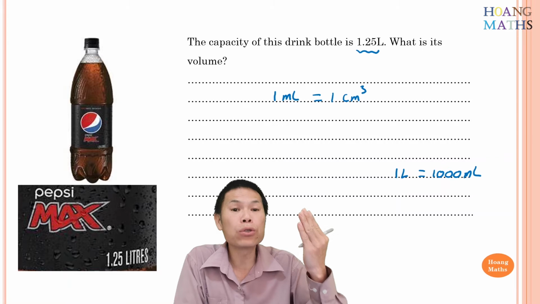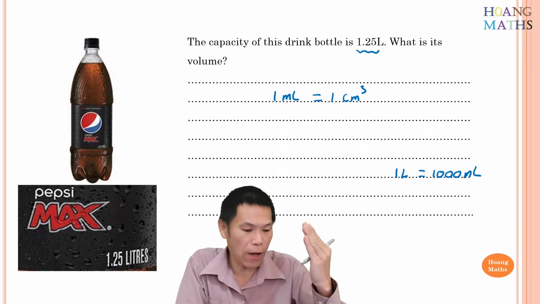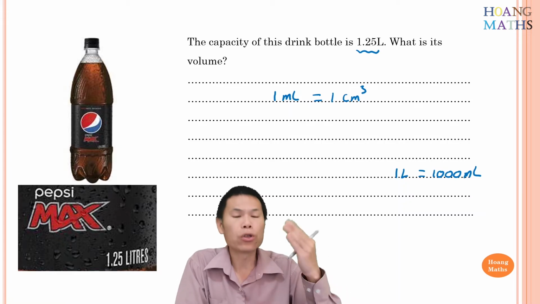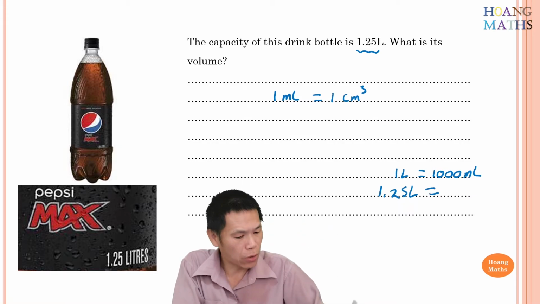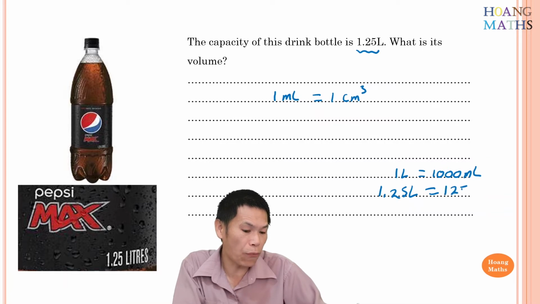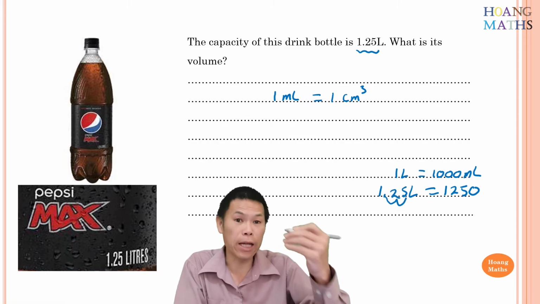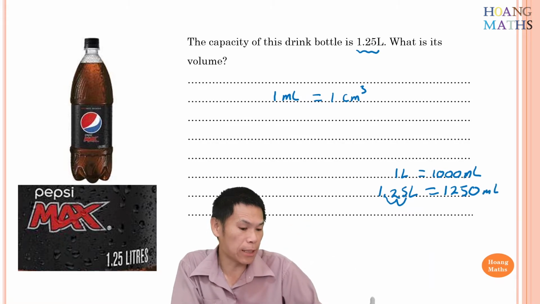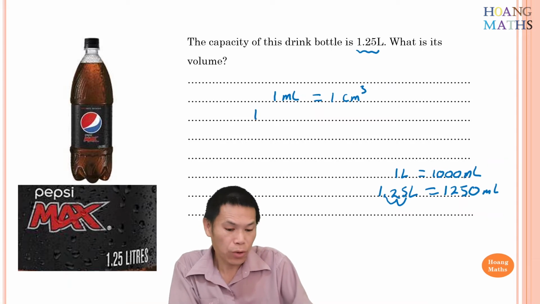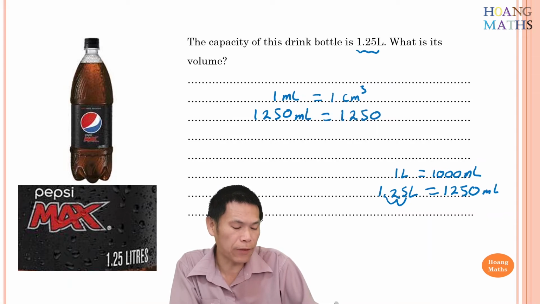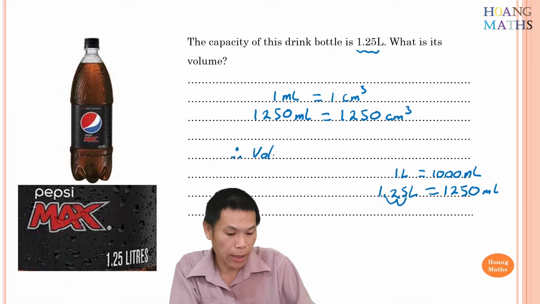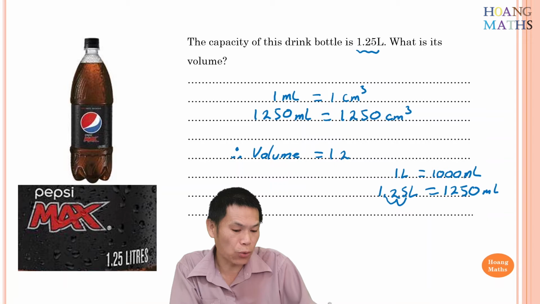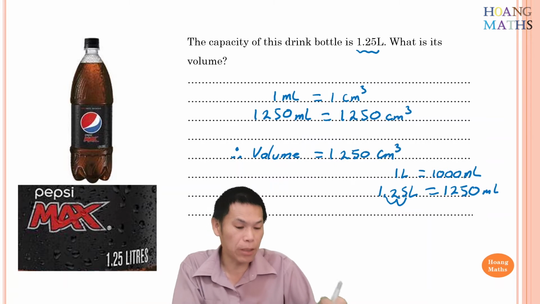So therefore, to work out 1.25 liters, we times by 1,000. If we times 1,000, that will give me 1250. We move 1, 2, and then we add 0 on top. So we times by 1,000 milliliters, so that becomes 1,250 milliliters. So that will give me 1,250 cubic centimeters. So I can just write here, therefore, the volume is equal to 1,250 cubic centimeters. There you go.